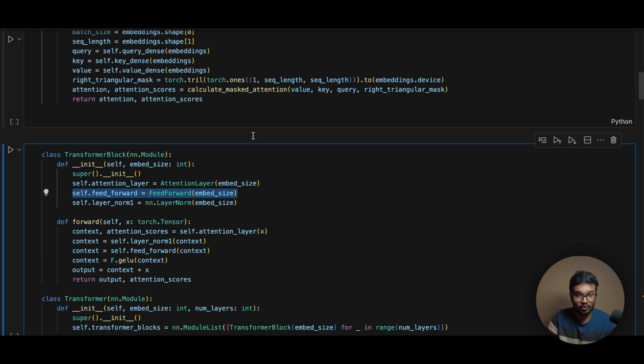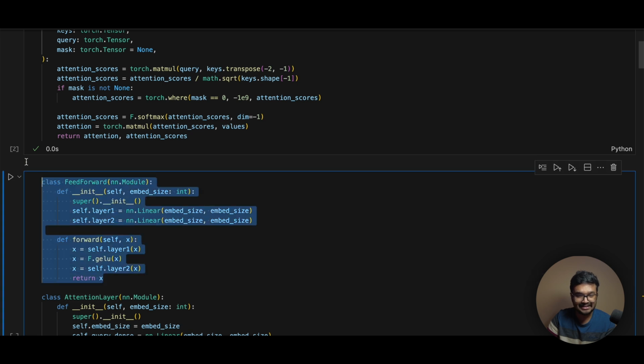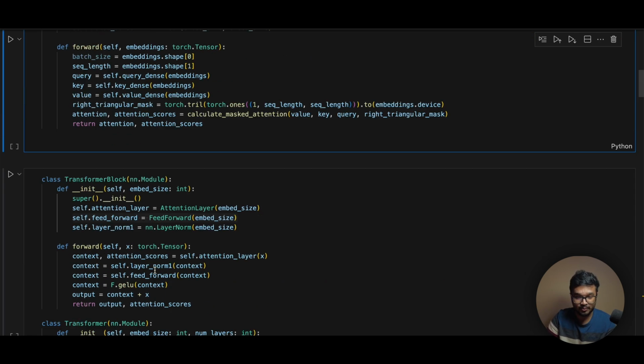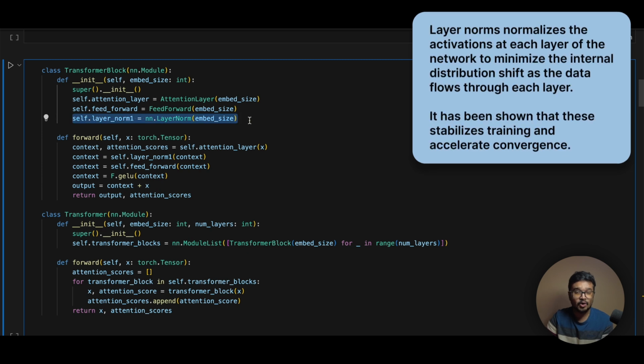You have a feed-forward neural network, which is basically like a simple network I've written here, which inputs x, passes it through a linear layer, applies a nonlinear function and passes it through another linear layer and outputs it. And finally, you have a layer norm, which basically normalizes the output so as to not introduce any drift if you have a very long transformer network.